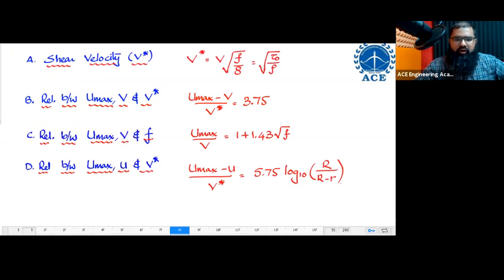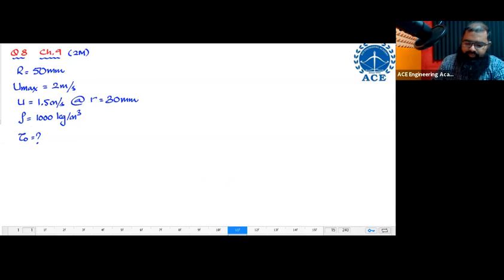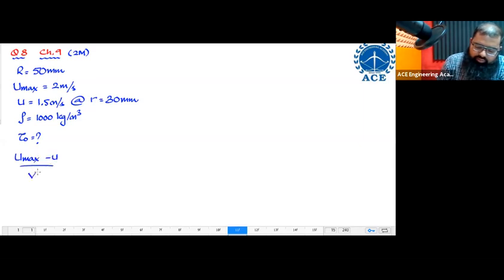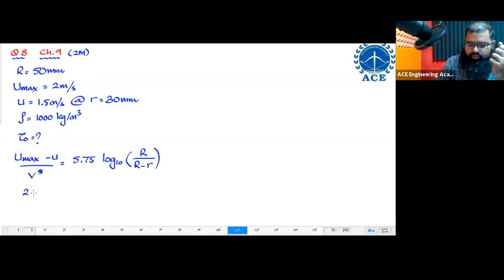Very good. The formula D we are going to use over here: U maximum minus U upon V star is equal to 5.75 log base 10 capital R upon capital R minus small r. This is the formula we are going to use. Now, U maximum over here is equal to 2 meters per second, U is equal to 1.5, V star I'm going to write as root over of tau naught by rho, and rho is equal to 1000.